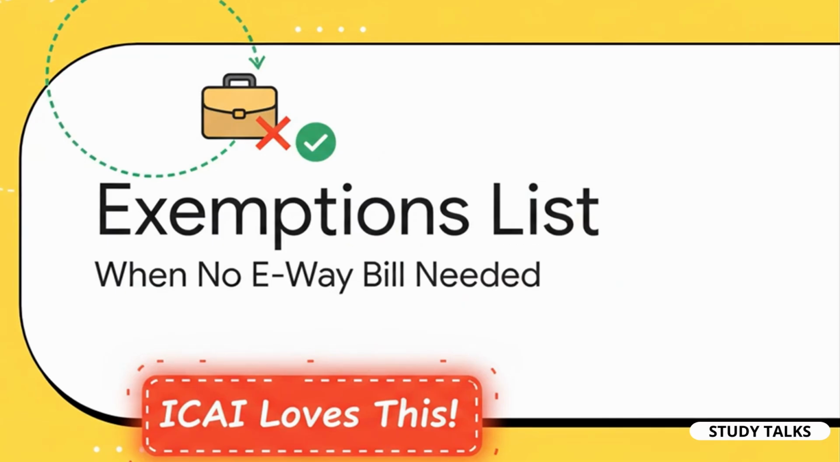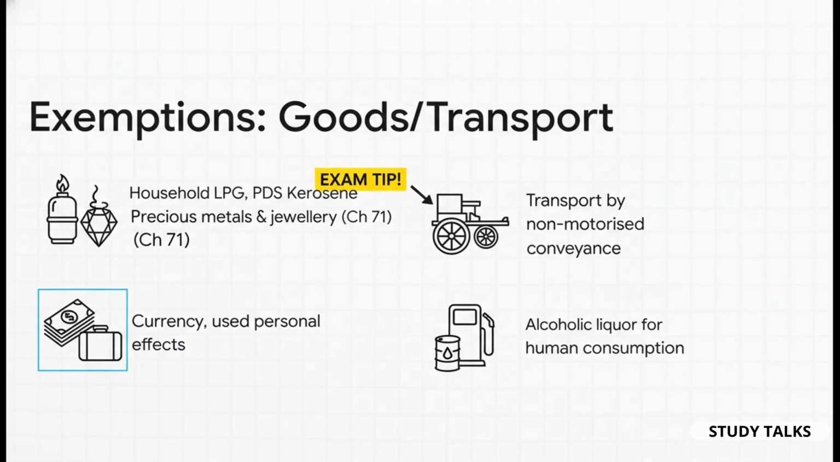The all-important exemption list. Knowing when you don't need an e-way bill is just as critical for your exams, because ICAI absolutely loves testing these specific exceptions. Let's start with specific goods. The list is pretty interesting. We're talking about things like LPG for homes, kerosene that's for the public distribution system, and even postal baggage. Then you have the really high-value stuff. Jewelry, precious stones, and even currency are exempt.